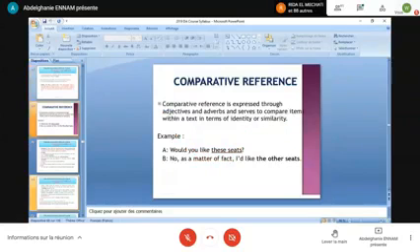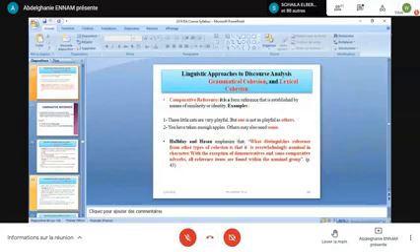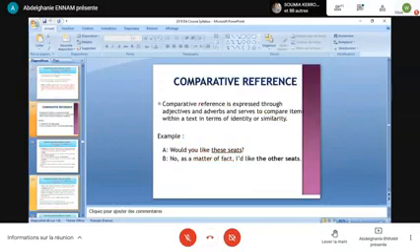So comparative reference, to make it clear, is expressed mostly through adjectives and adverbs, and serves to compare items within a text in terms of identity and similarity. It is a form of reference established by means of similarity and identity. When we try to compare two things or people, we are obliged to use adjectives and adverbs.